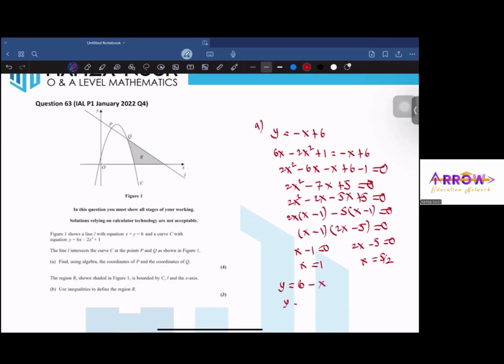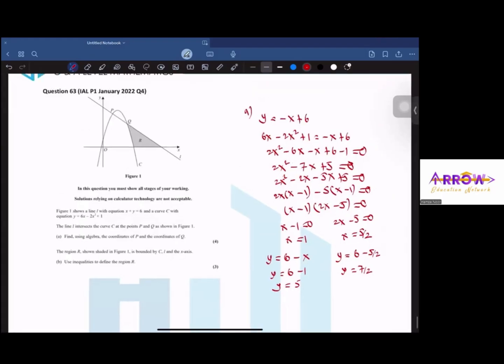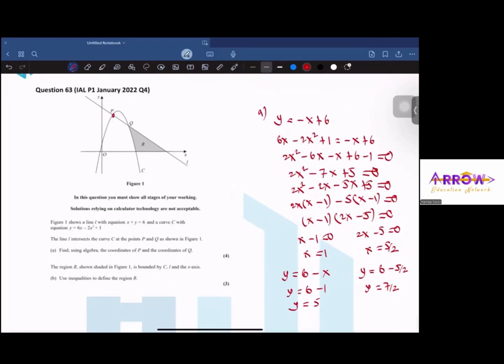So y is equal to 6 minus 1, so y is equal to 5, and y is equal to 6 minus 5 over 2, meaning if we subtract 2.5 from 6, we get 3.5. So y is equal to 7 over 2. Okay, so therefore, the x coordinate of P is smaller than the x coordinate of Q. You need to make sure of these things.